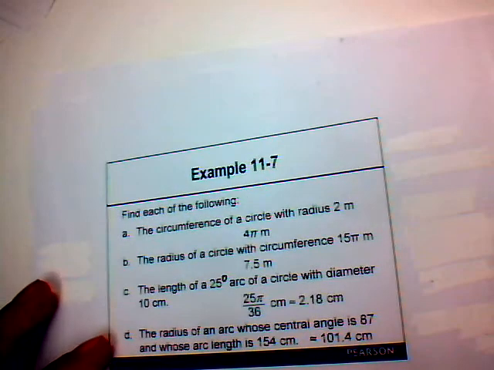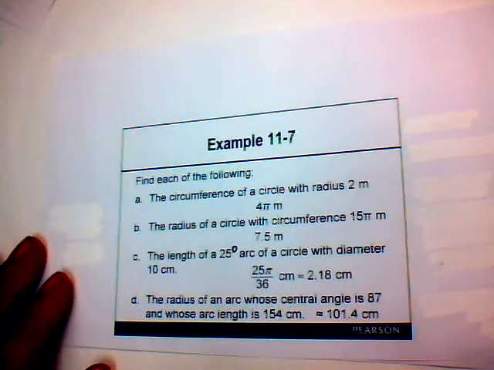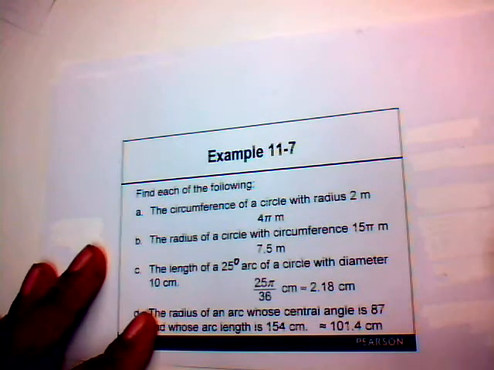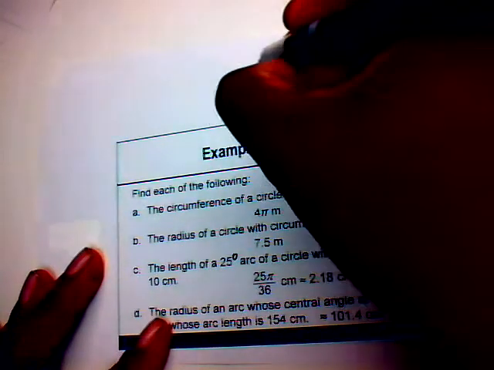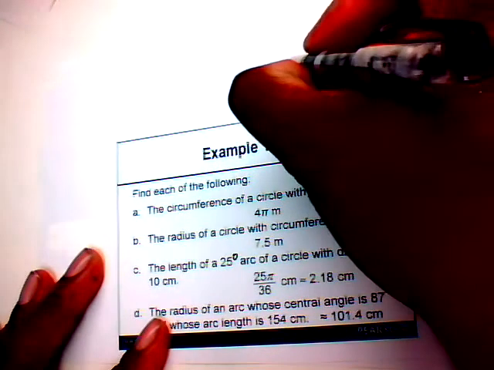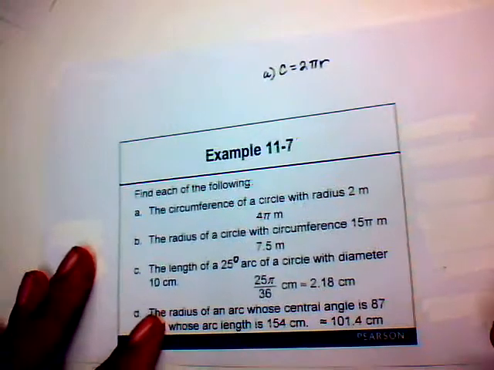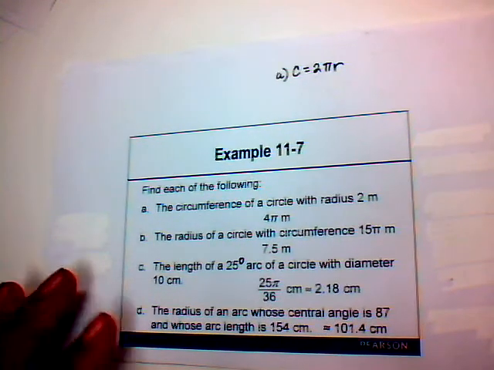Here's some examples of just that. Let's say we want to find the circumference of a circle with a radius of 2 meters. Okay, so here, I'm labeling this as part A. We want to find the circumference. We know what the radius is, so we need to use this formula. C is equal to 2 pi times r, because the radius is given.